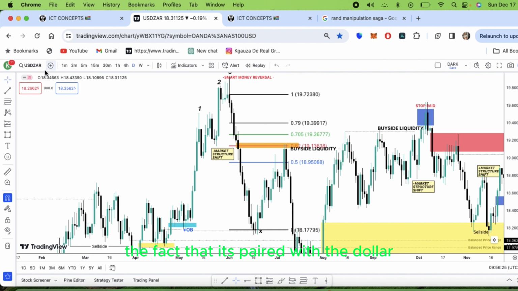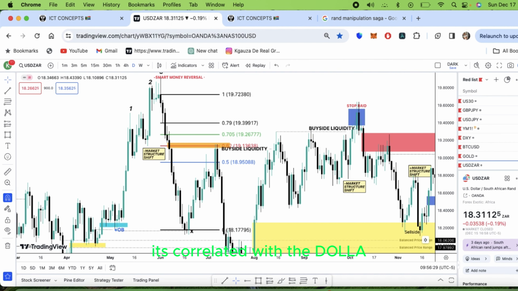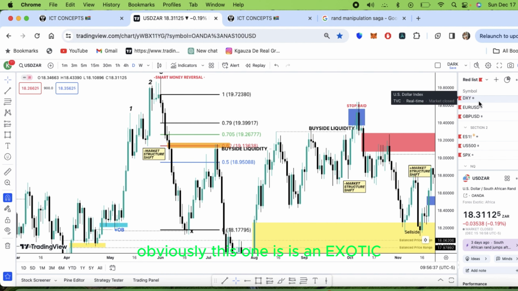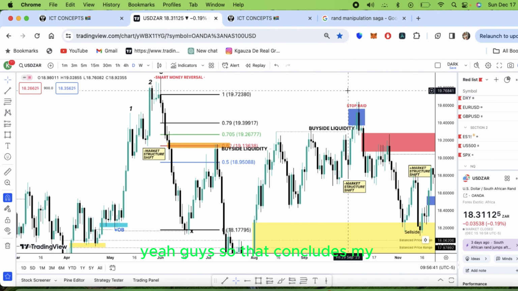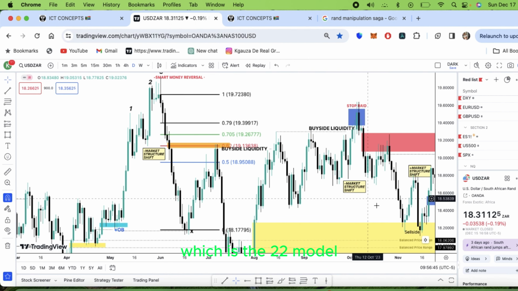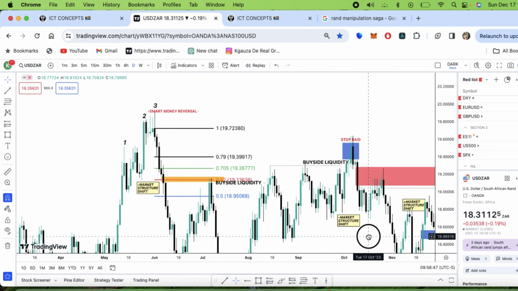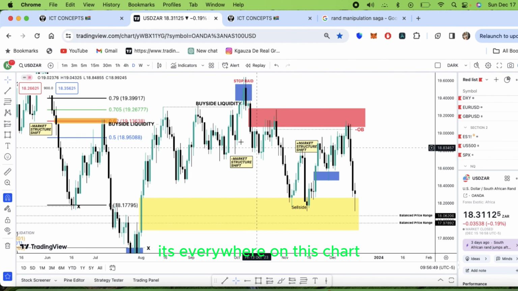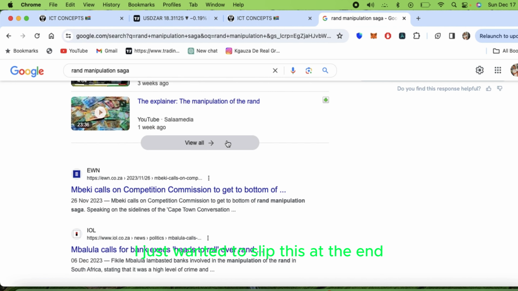The fact that it's paired with the dollar means that this is correlated somehow to DXY. Obviously, this one is an exotic, but yeah, guys. So that concludes my easy ICT strategy, which is the 2022 model. I showed you, it's everywhere. It's everywhere on this chart. And also this, I just wanted to slip this in at the end.